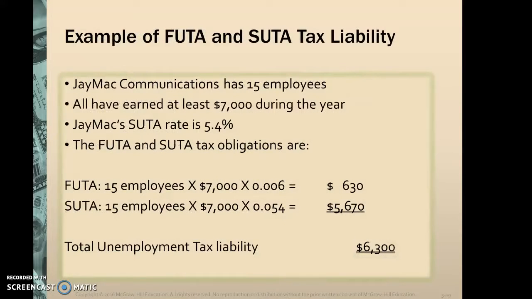Some examples of how to calculate that. FUTA in this example has 15 employees and they've earned at least $7,000 per year. Remember, $7,000 is the magic number that they have to pay unemployment taxes up to. So 15 employees times 7,000 times 0.006 is going to be $630. The SUTA, same thing, 50 employees times 7,000 times 0.054 is $56.70. So the total unemployment tax liability in this example for that company is $6,300. This is covered on page 153 in your book.